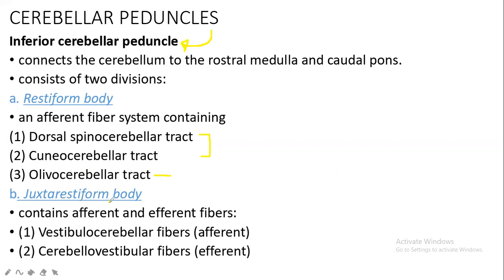The juxtarestiform body is both afferent and efferent, being the vestibulocerebellar fibers and the cerebellovestibular fibers. So just remember, the juxtarestiform body is to do with the vestibular system. Fibers coming from the vestibular nuclei to the cerebellum and coming from the cerebellum to the vestibular nuclei, that forms the juxtarestiform body. Otherwise, the rest is the restiform body. That is the inferior cerebellar peduncle. It also forms the lateral borders of the fourth ventricle, so it forms the lower lateral walls of the ventricle.